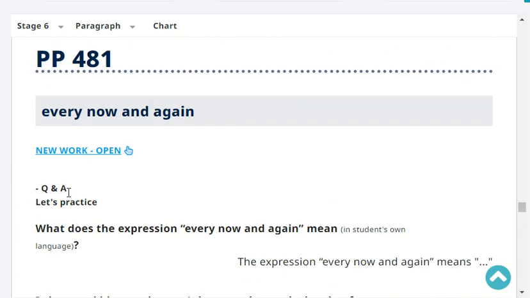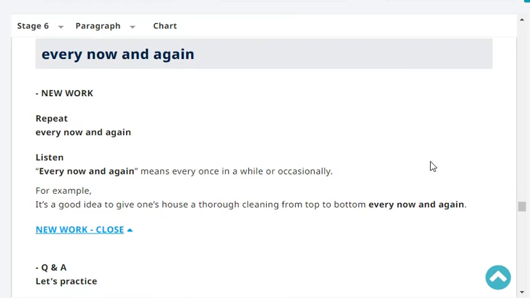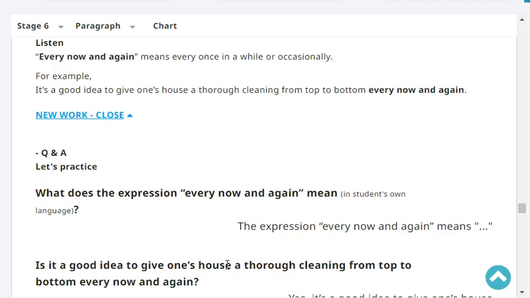Okay, next. Every now and again. Very good. Okay, listen. Every now and again means every once in a while or occasionally. Not every day, every time, but occasionally. For example, it's a good idea to give one's house a thorough cleaning from top to bottom every now and again.